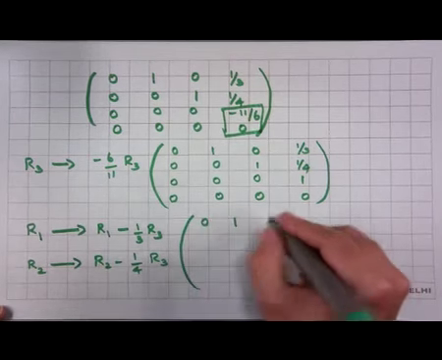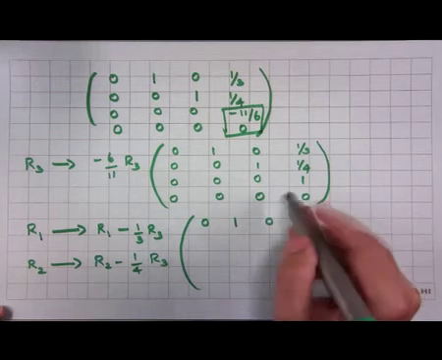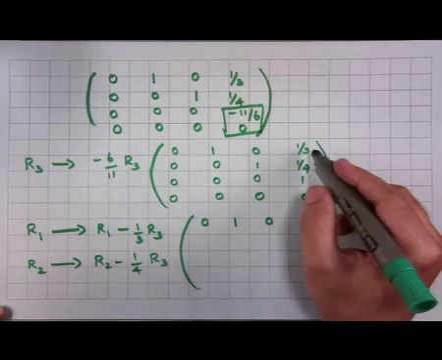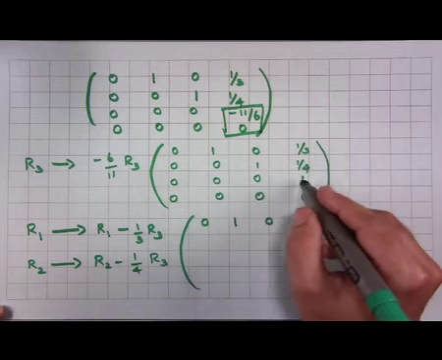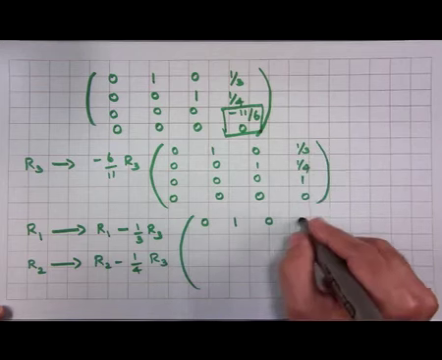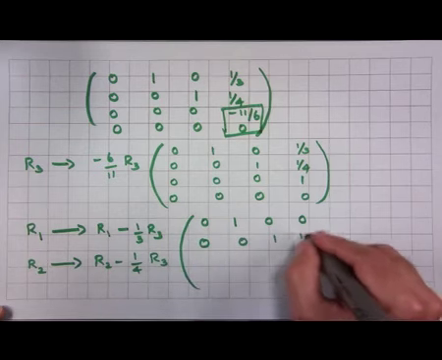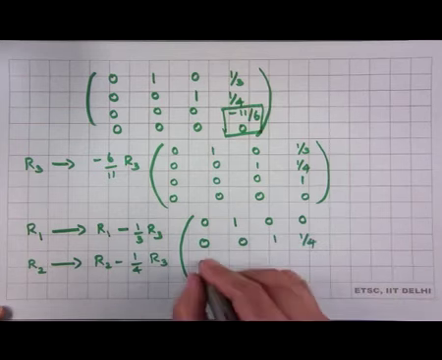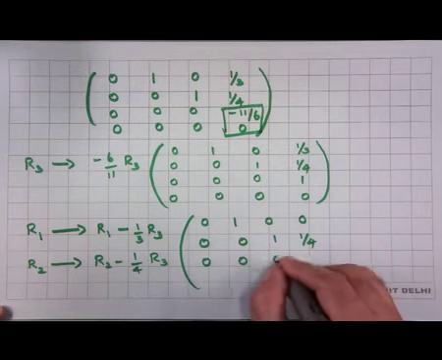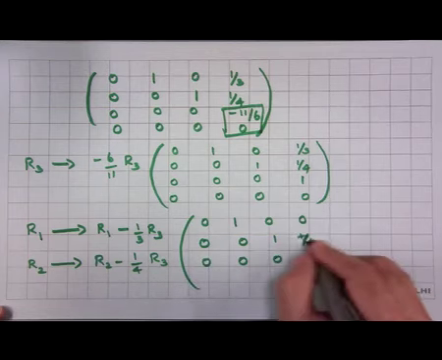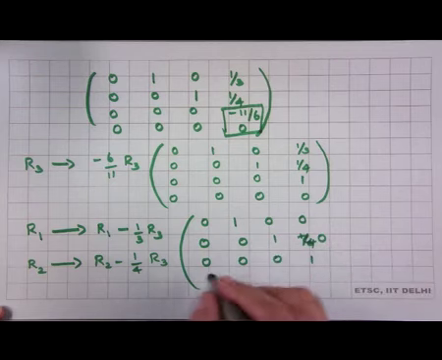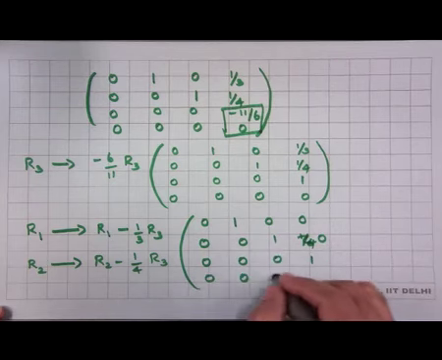0 1 0, all three things remain unchanged. Only thing is that 1 by 3 minus 1 by 3 times 1 is 0. Similarly, the next one 0 0 1, and 1 by 4 minus 1 by 4 times 1 is 0, then 0 0 0 1, and then 0 0 0 0.